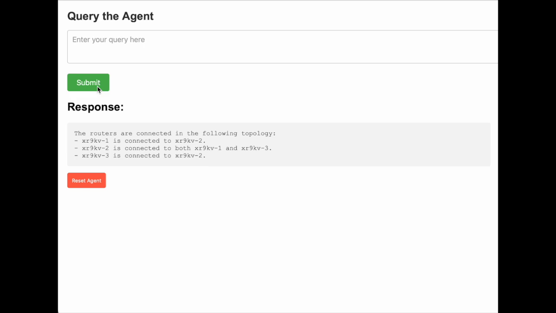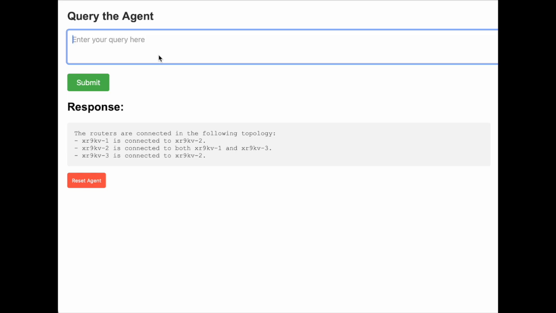Not bad. So he says router 1 is connected to router 2, and router 2 is connected to router 1 and then 3, and router 3 is connected to router 2. Okay, well, in this simple topology, you can get what it does.